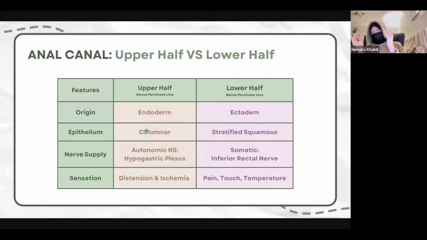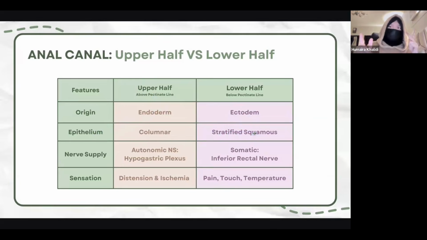Okay, now the anal canal, upper half versus lower half. Let's do it in table form first, and then we can move on to a more image-based way. Okay, so first of all, what is dividing the upper and lower half? The pectinate line. Keep that in mind 24/7. The embryological origin of the area above the pectinate line, which is the upper half of the anal canal, is the endoderm. What's for the lower half? It's the ectoderm. The epithelium in the upper half of the anal canal is going to be columnar. However, that of the lower half is going to be stratified squamous.